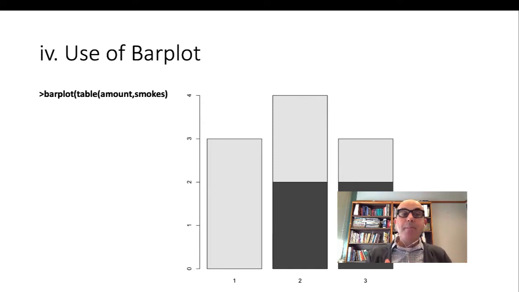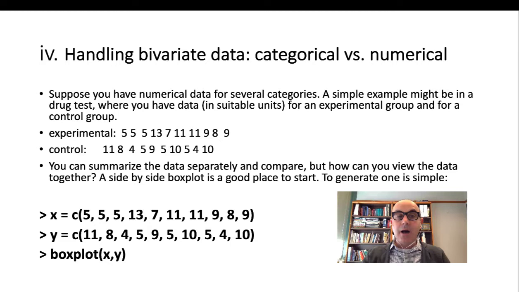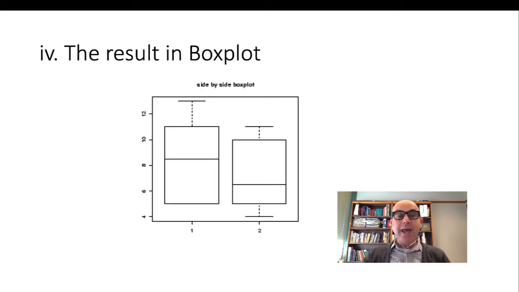And so in this case, we can apply the idea of relationship into, again, as I told you, I am a very visual person, a bar plot of the table, amount versus smokers, and we can see the outcome. The issue that we need to think about is the categorical versus numerical. Suppose you have numerical data for several categories. And so we have an experiment and we have a control. And if we display it, it will look something like that in a box plot.